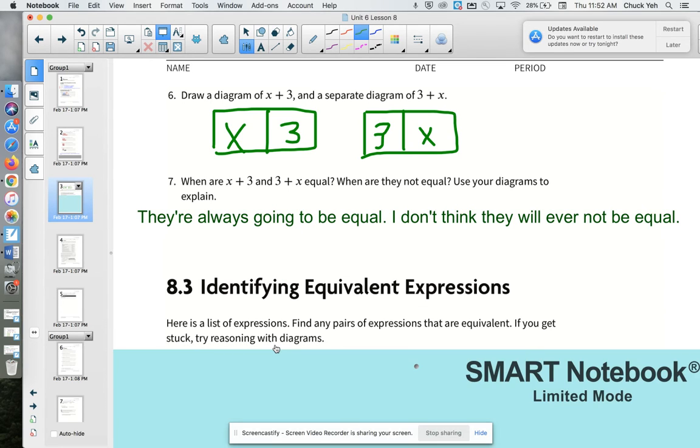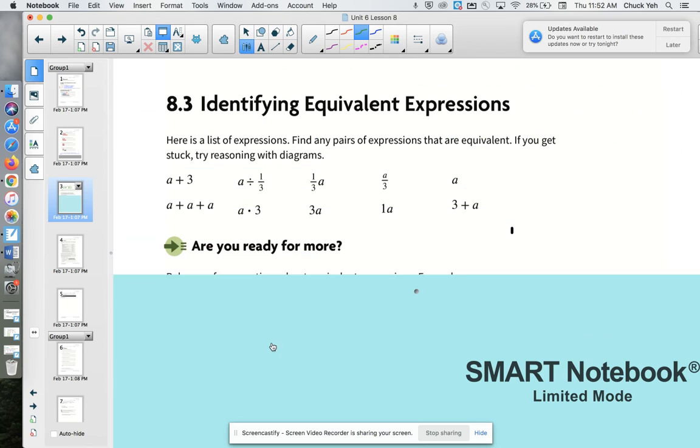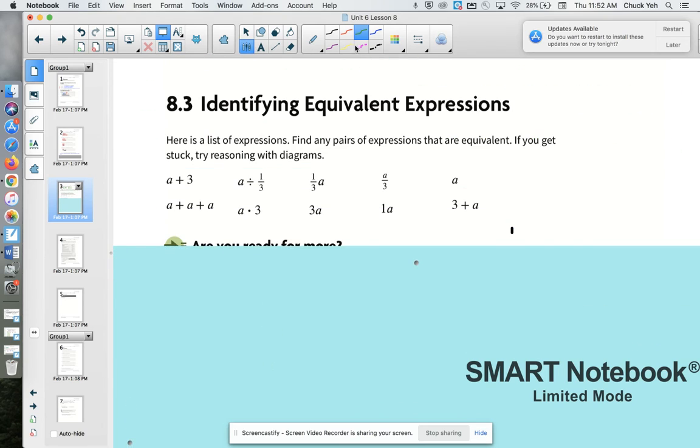On the next part, 8.3. Pick any variable you want and then plug that in and find any pair of expressions that are equivalent. Okay, so you're going to write out all these expressions and then pick a pair that's going to be the same for each. So pick any variable you want. You can say a is 3, a is 4, a is 5, a is 7. All right, I'm going to use 6 as my variable. Okay, when you're ready, unpause it, and then you can see what we did.